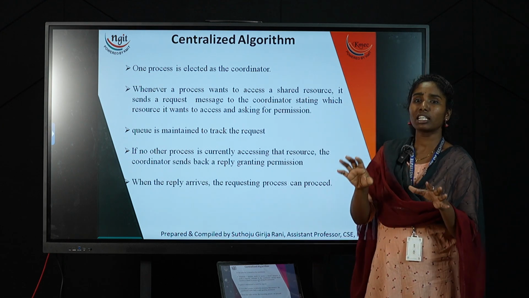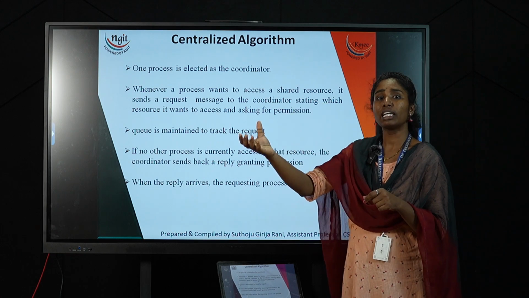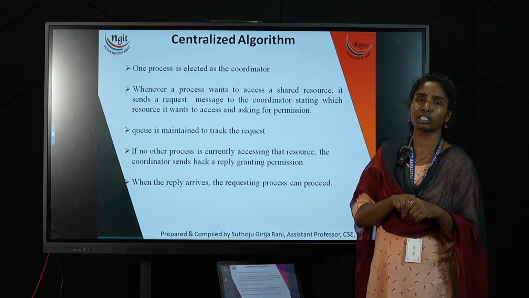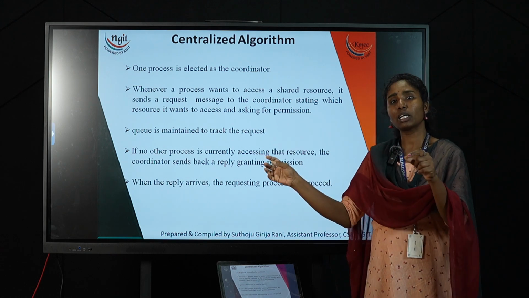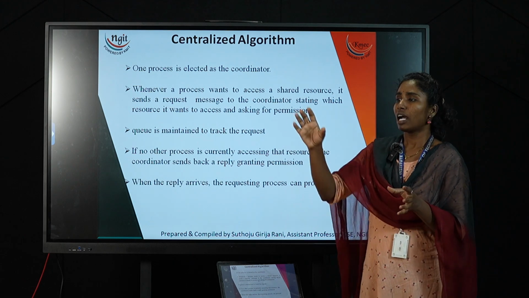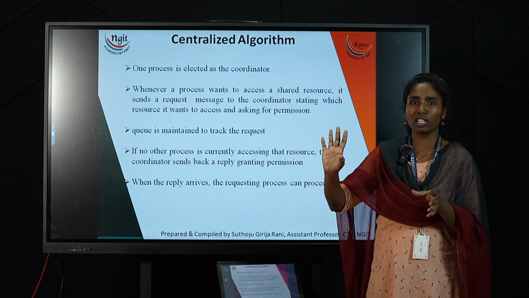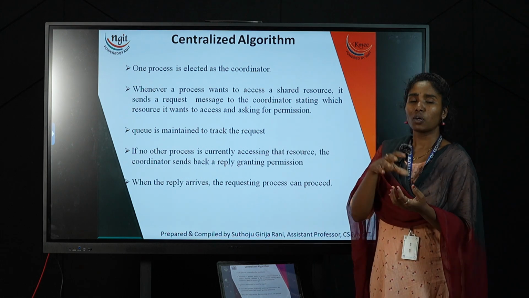Here, the shared resource must be given to a process when it requests the resource. Every time, the coordinator will get a request from a process. See, a resource R1 is there and P1 is selected as the coordinator. Now P2 and P4 want to utilize this resource R1. Now what to do?